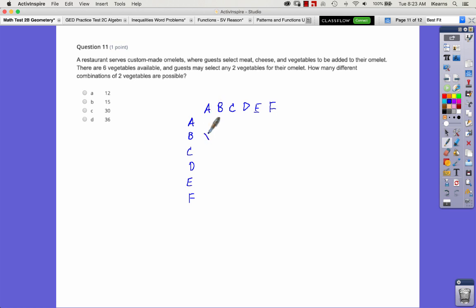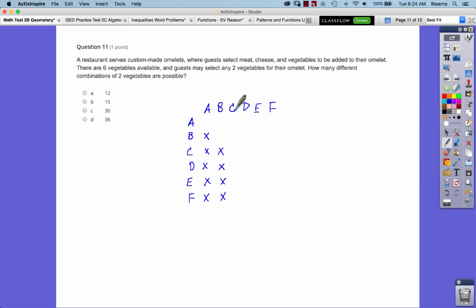But A crossed with B would be 1. So notice I'm just kind of going down. A with C would be 1. A with D would be a combination. A with E, and A with F. So now if we look with B, we're actually not going to include A with B here because we already have it here. So the next one is just B with C. Again, we're also not going to include B with B for the same reason that we didn't include A with A. So B with D would be a new combination, B with E, and B with F.